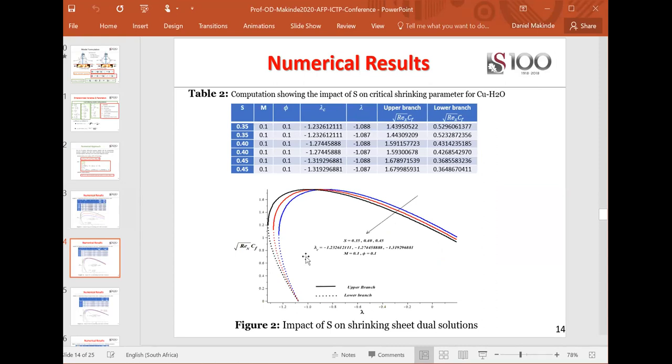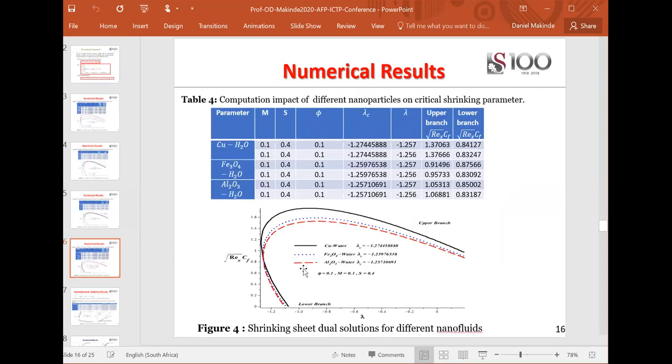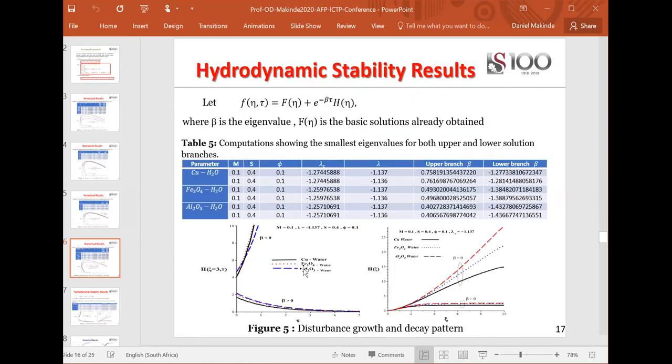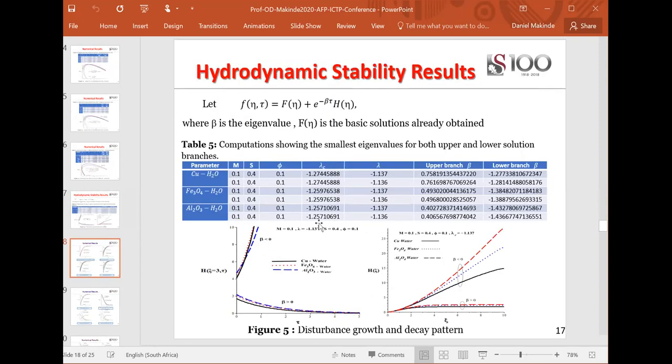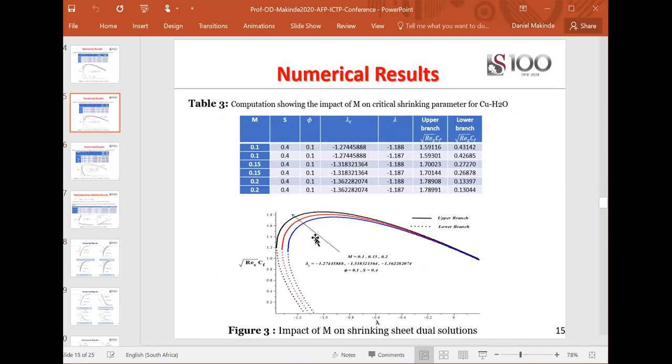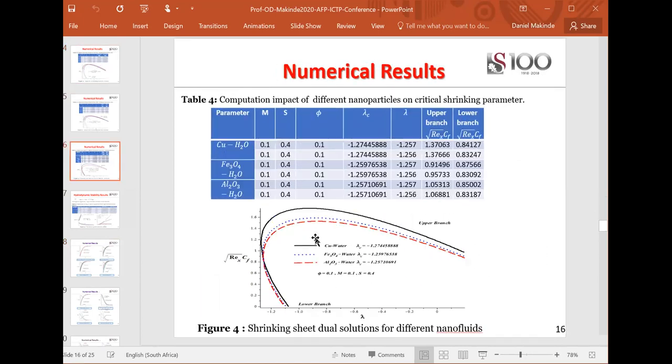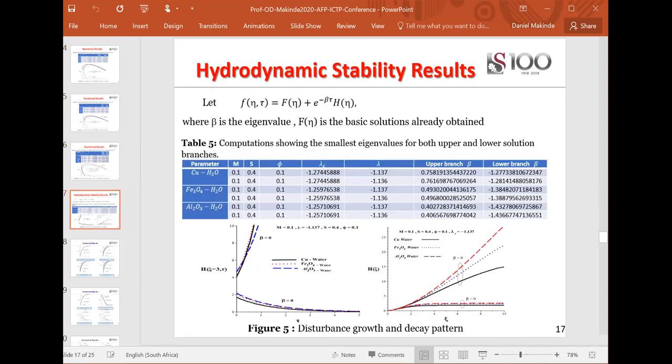And also, we have this one for shrinking surface. We also do the hydrodynamic stability analysis of the problem to know which one is the correct solution. So when we do the hydrodynamic stability analysis of the problem, this is what we get. We see that the upper solution branch is the one that is stable.